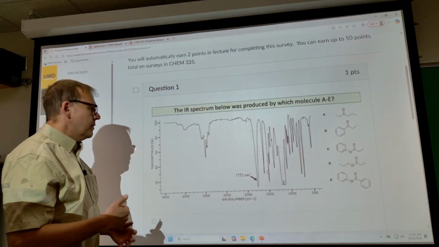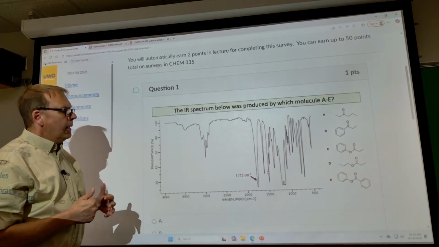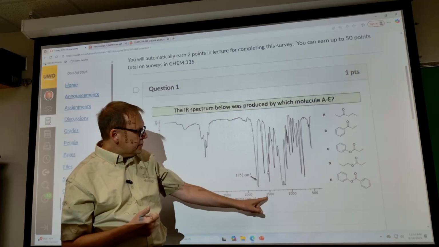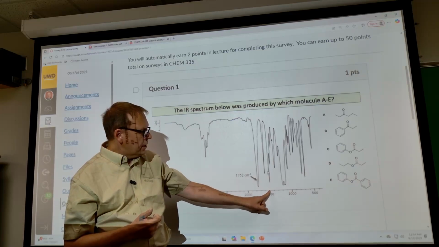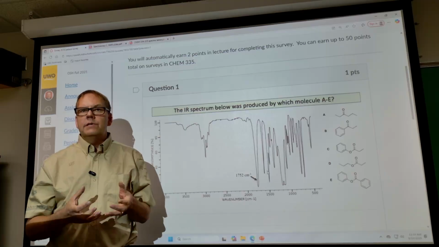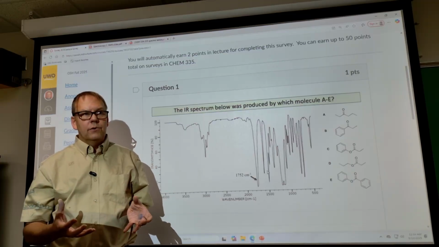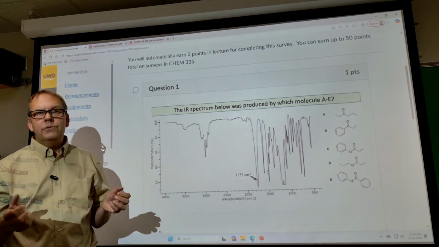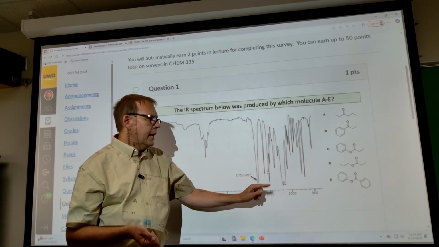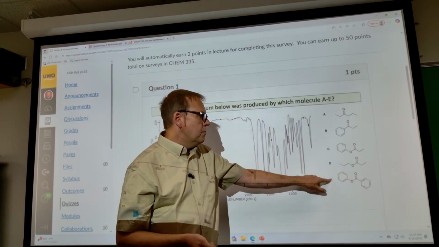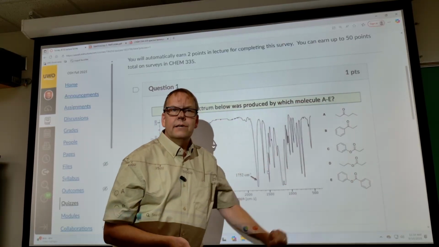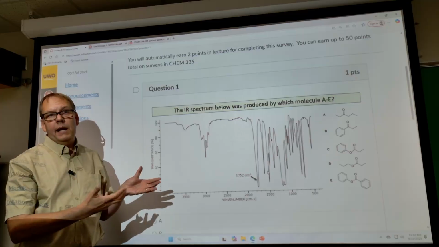And then there's a couple other things that you can look at as well. In addition to the ester C double bond O peak, I can see a peak at about 1500 and something near 1600. These are peaks that are characteristic of the CC bonds in an aromatic ring. So if you're comfortable with that, this is telling you to be on the lookout for an aromatic ring. C and E both have aromatic rings, but D does not. So it's probably not D, because D doesn't have the right functional group to match the peaks we're seeing in the spectrum.